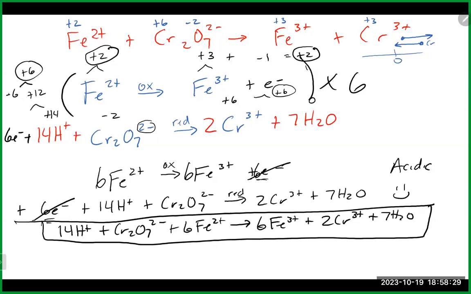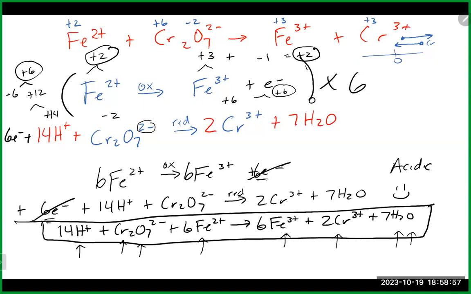The first way is like a normal balanced equation, which means you should have the same number of elements on each side. So if we look, I got 14 H's, I got 14 H's. I got 2 Cr's, I got 2 Cr's. I got 7 oxygens, I got 7 oxygens. I got me 6 irons, and I got me 6 irons. So it is balanced like a normal chemical equation.